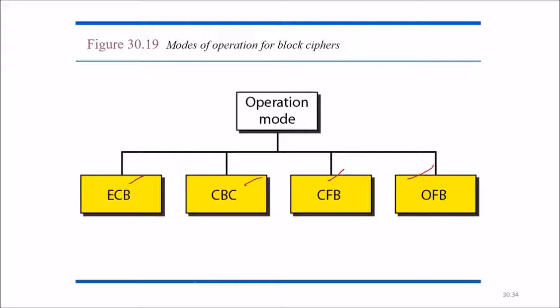So what are ECB, CBC, CFB and OFB? ECB is electronic codebook mode, CBC is cipher block chaining mode, CFB, as you see here, is cipher feedback mode, and of course the last one, OFB, is output feedback mode.